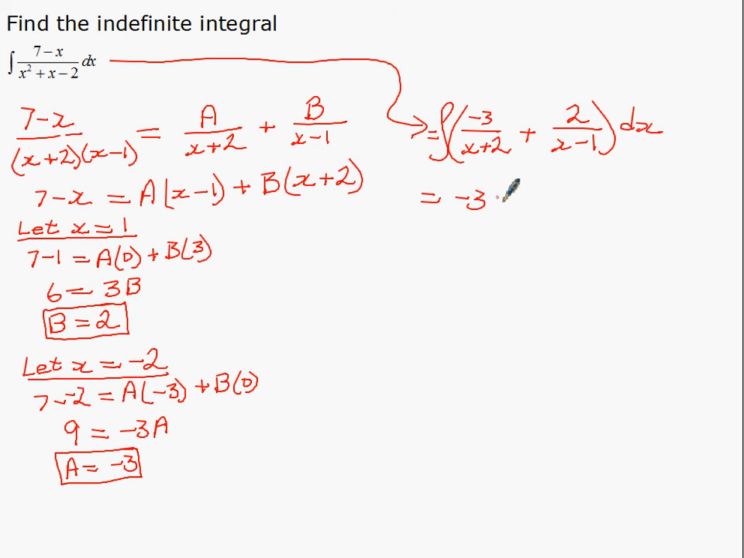The first part gives us negative 3 times the natural log of x plus 2. The second part, the constant will stay, natural log of x minus 1, plus some constant. And that is the integral of this function, found by first finding the two parts that gave us this function.